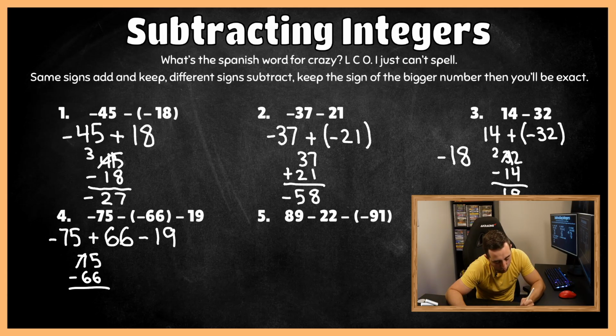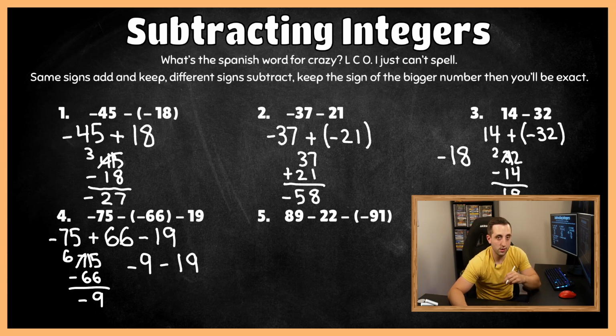5 minus 6 you can't do, we'll borrow. This becomes 15. 15 minus 6 is 9. And then we keep the sign of the bigger number. It was negative, so my answer's negative. And now we're left with negative 9, and we still have that minus 19 there.